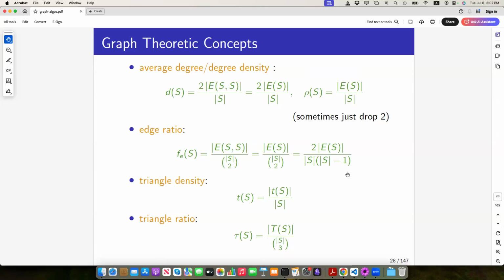This is a bit boring, but it's necessary. So to set up the notation, the average degree is what? It's the number of edges times 2 divided by the cardinality of the set. May I ask why do we have the number 2 here?